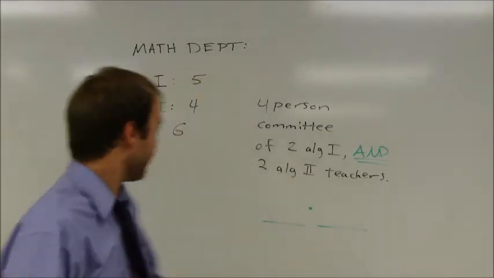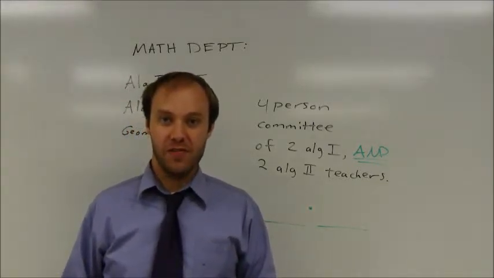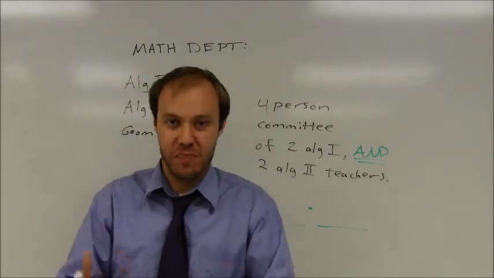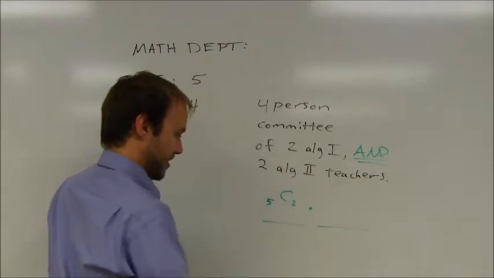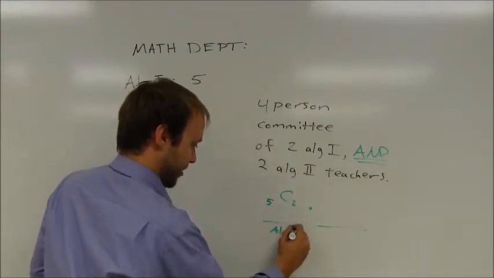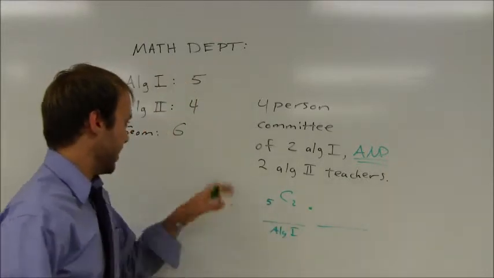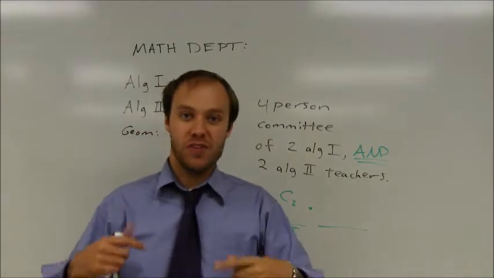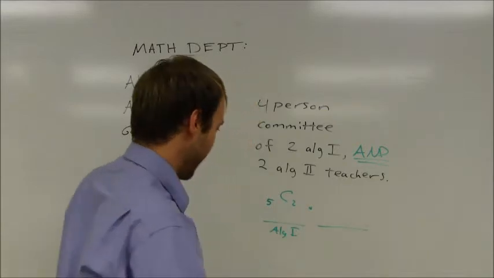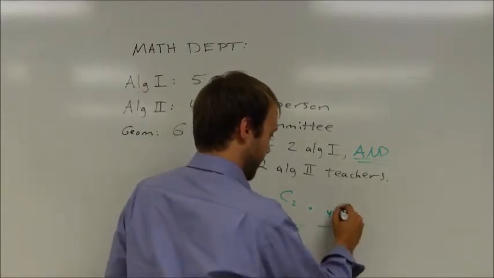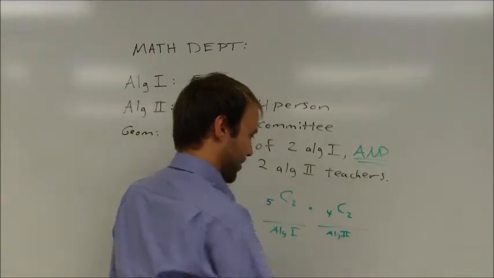How many ways can I choose 2 Algebra 1 teachers from a group of 5? Well, that's simple. Order doesn't matter. This is a committee. That's just a combination of 5 taken 2 at a time. That's the Algebra 1 teachers. Okay? How many ways can I select the Algebra 2 teachers? Well, I have 4 Algebra 2 teachers, and I want to take 2 of them out. Okay? Just counting only the ways that I can select those Algebra 2 teachers. So that's 4 taken 2 at a time. And that's how I select my Algebra 2 teachers.